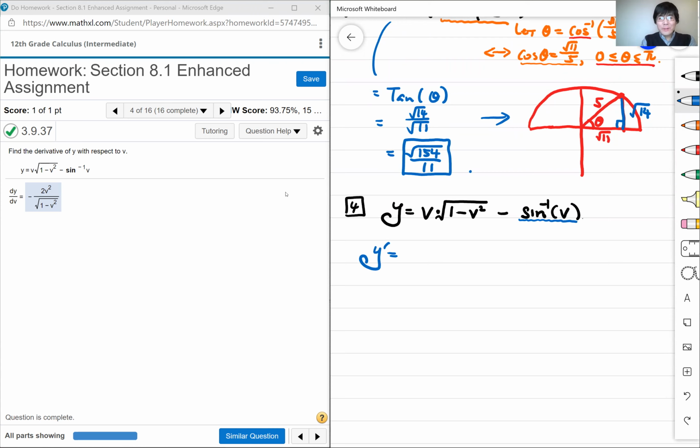So y prime is equal to, using the product rule, derivative of the left times the right plus the left times the derivative of the right. So the derivative of square root of u will be 1 over 2 square root of u, and the numerator is going to be the derivative of the inside, which is negative 2v.